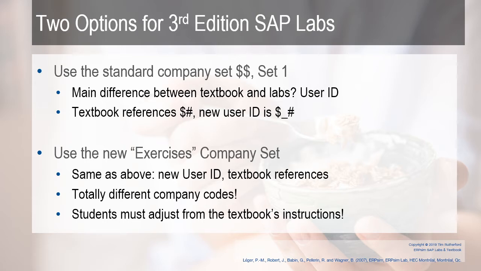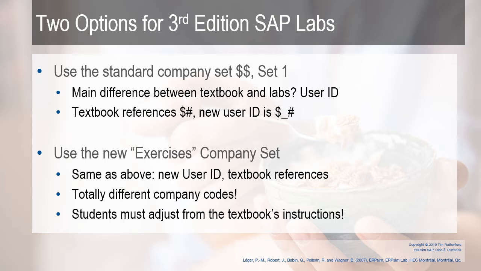Within the fall 2020 release, there's also a whole new set of companies specifically for exercises. So things like the SAP Labs within my textbook. Same as the standard company set, there's a new user ID, the textbook references are off a little bit, but it's completely different company codes. So if your instructor has assigned using these exercises, you're going to need to be making changes throughout. As the textbook makes reference to, as an example, this $, you're going to be using a totally different company set. So it's pound, pound, pound, it's number, number, number. Very different between these two.